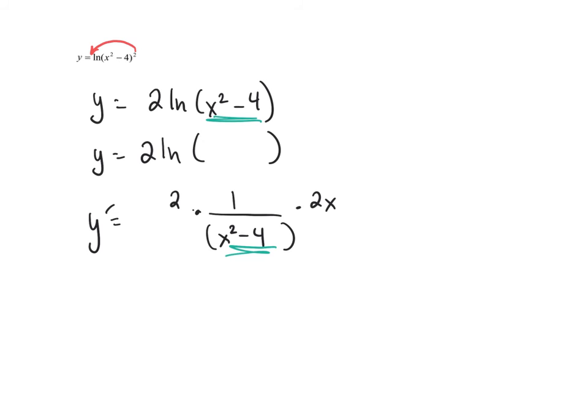So with that property, it actually made this not so bad. If I tried to do it without using that property, this would have been a mess. So I get y prime is going to be 4x over x squared minus 4.